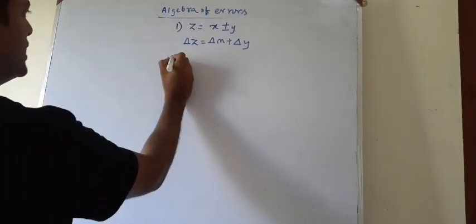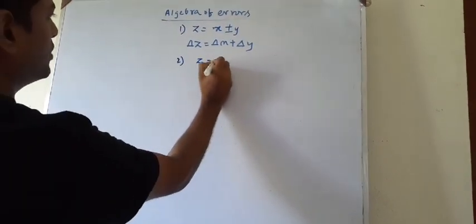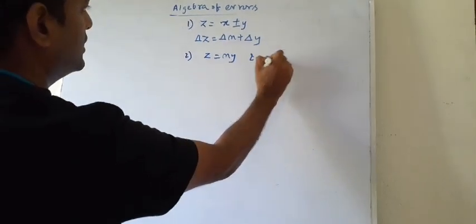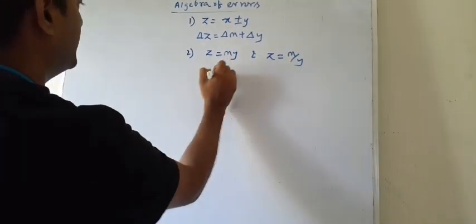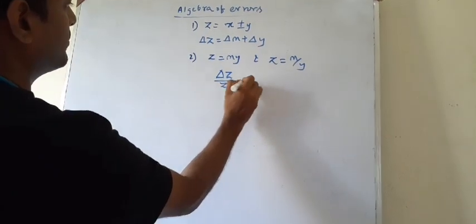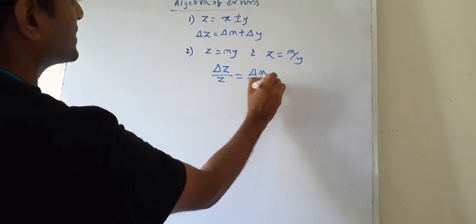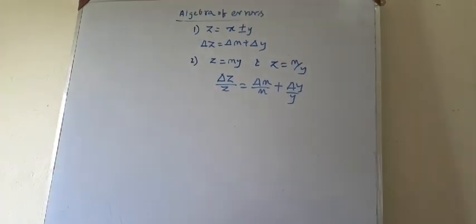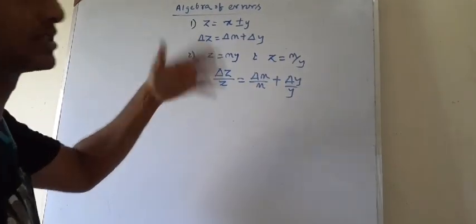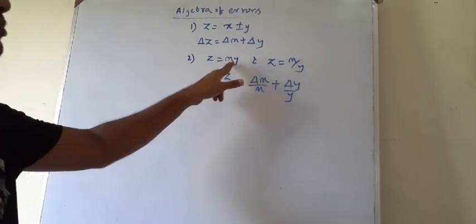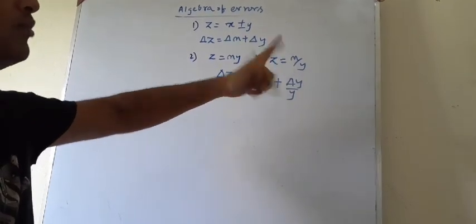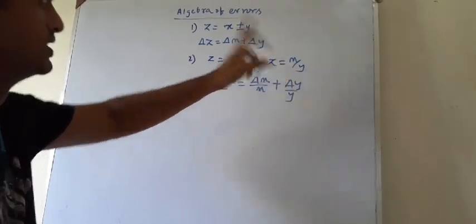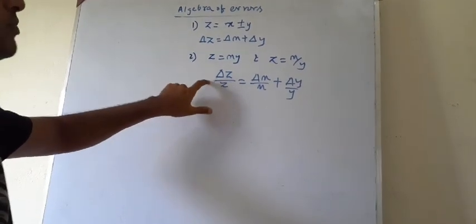Always the error will be added, whether there is a summation or subtraction in absolute value, but error will be added always. Similarly, another common formula, if z equal to xy and z equal to x by y, then delta z by z equal to delta x by x plus delta y by y. So if z is in the form of multiplication or division of two different physical quantities, then this formula is important.